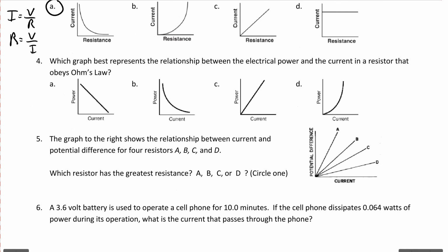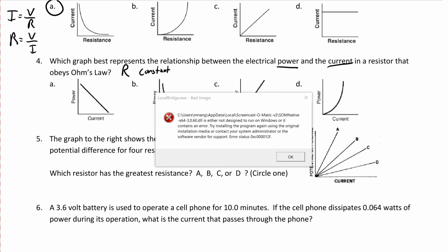Okay, number 4, it says which graph best represents the relationship between the electrical power and the current in a resistor that obeys Ohm's law. So that's key. That's like a little hidden information. If the resistor obeys Ohm's law, they're telling you the resistance is constant. The resistor isn't going to change its resistance at all. You could have variable resistors, but this one obeys Ohm's law. You want to make sure R stays constant.